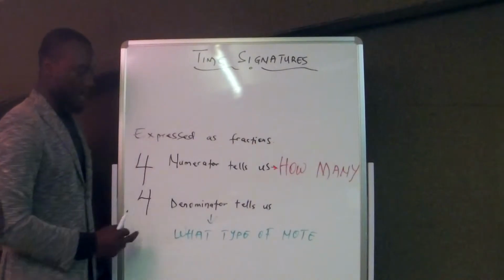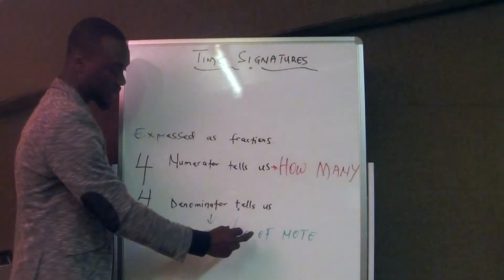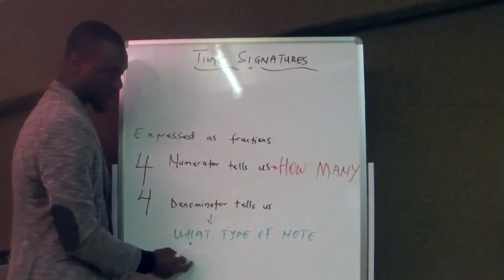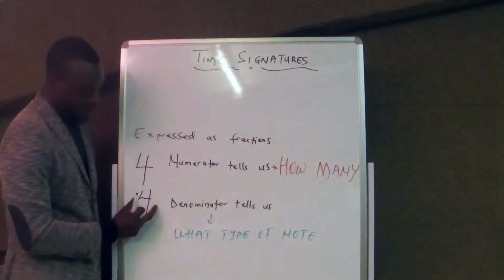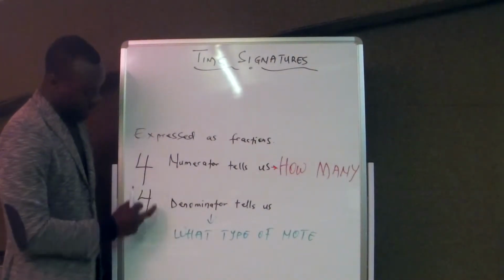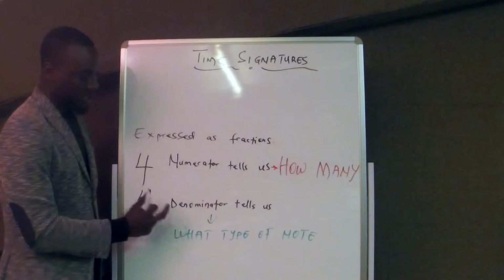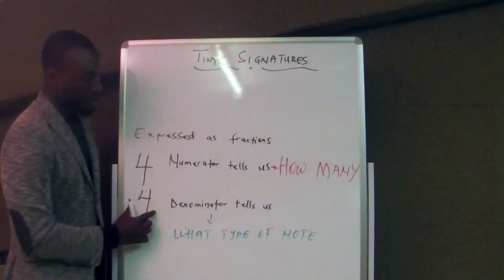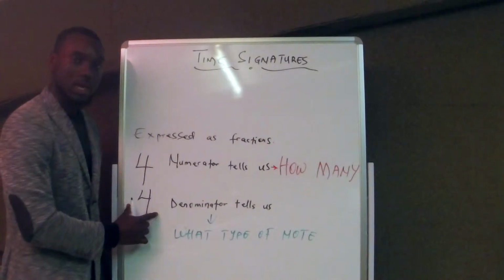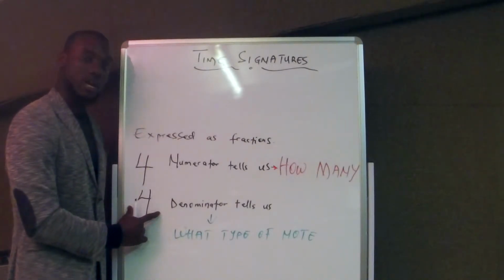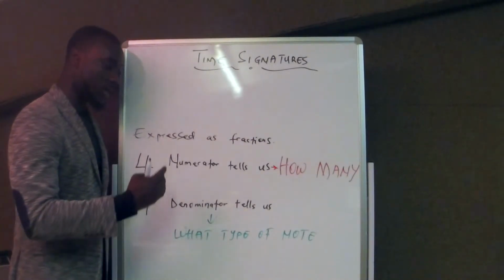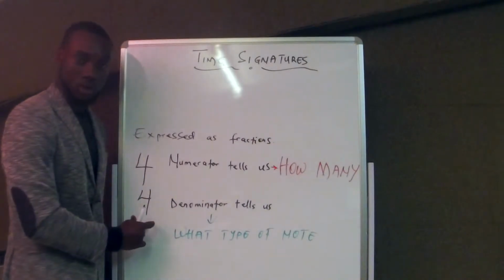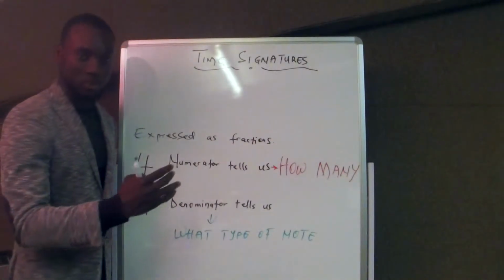But if someone asks you the denominator, what type of note it is, you can't just say 4, because this is 4/4. I'm going to explain to you in an easy way how to tell someone what type of note. And to be able to do that, you have to understand the types of notes. So I'm going to explain that to you next.